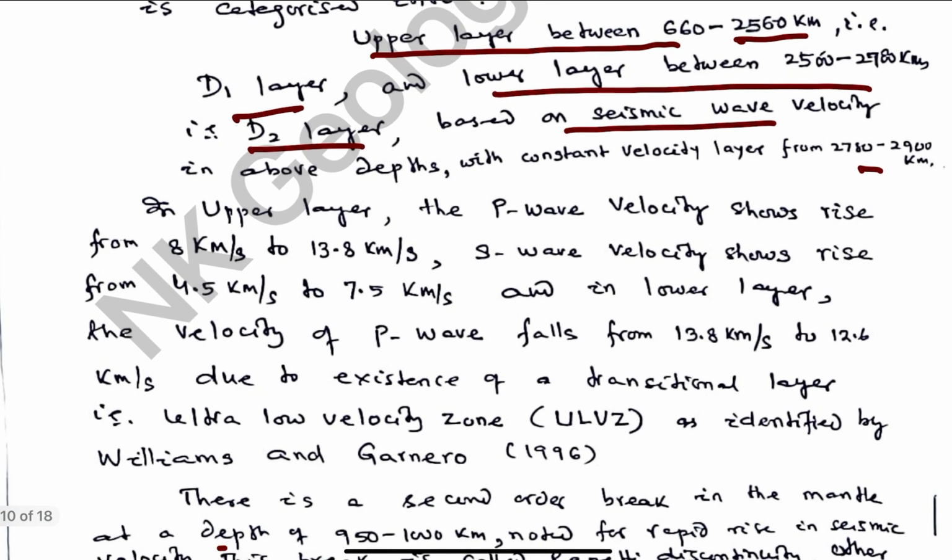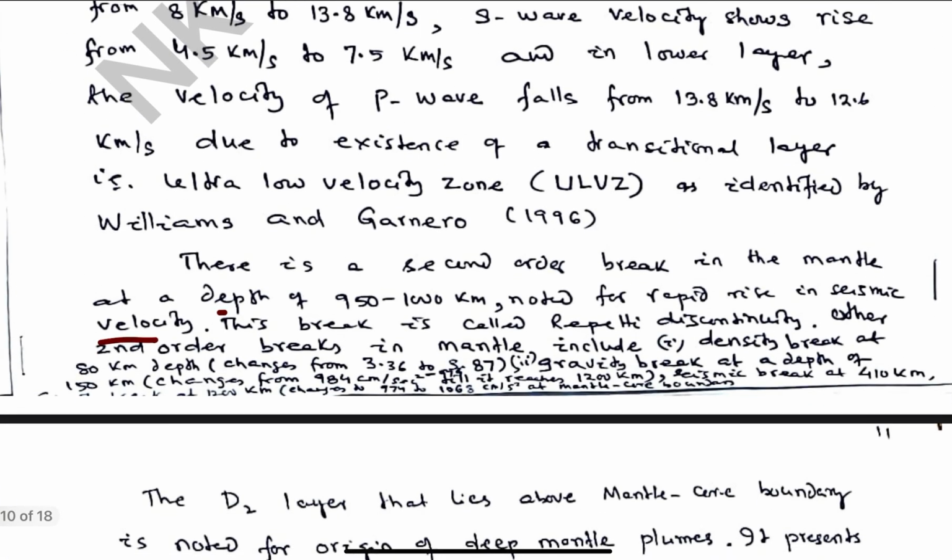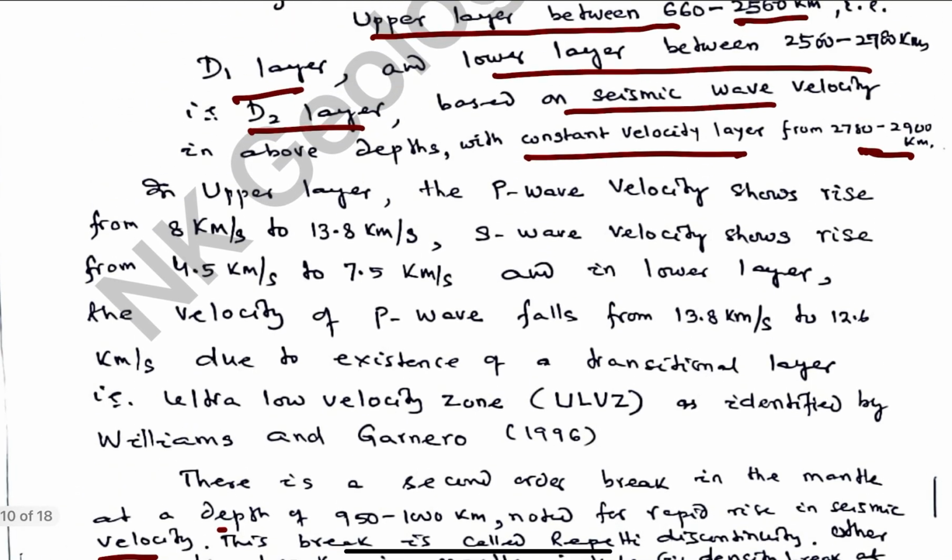Below it, from 2780 up to 2900 kilometers, there is a constant velocity layer, and that is known as D double prime, the constant velocity layer.